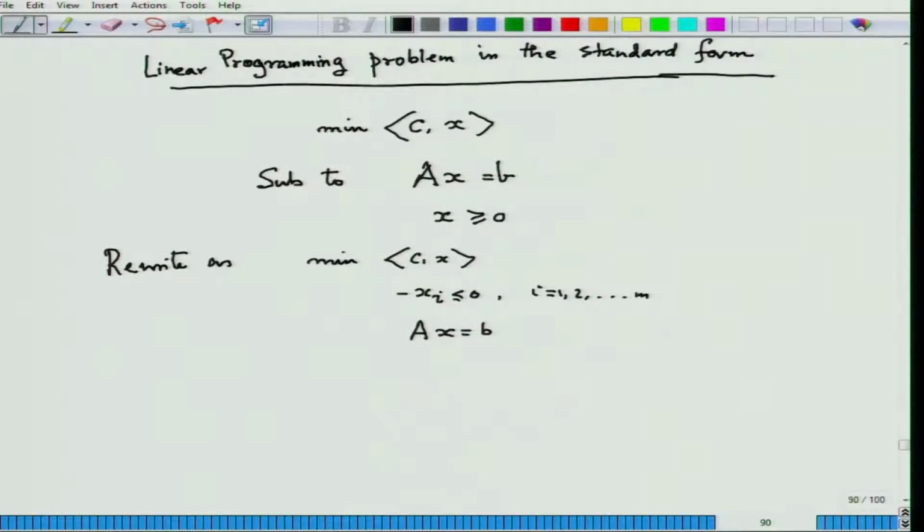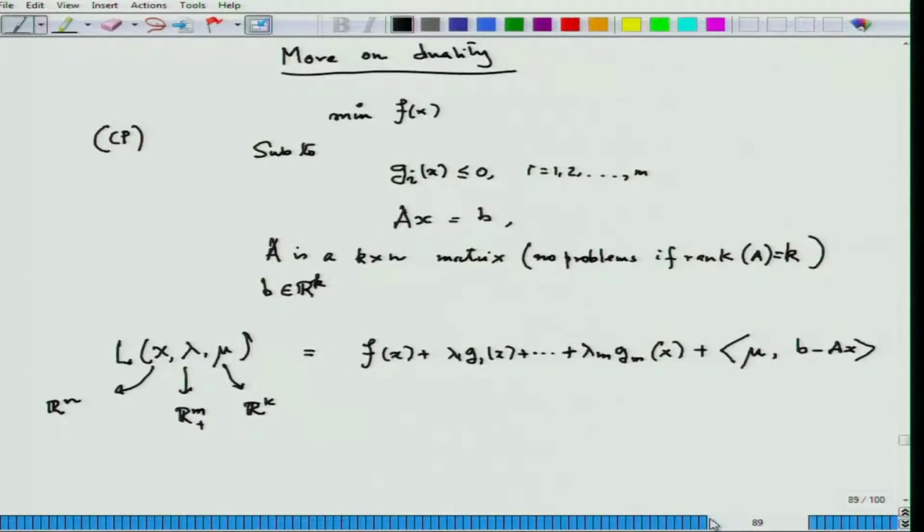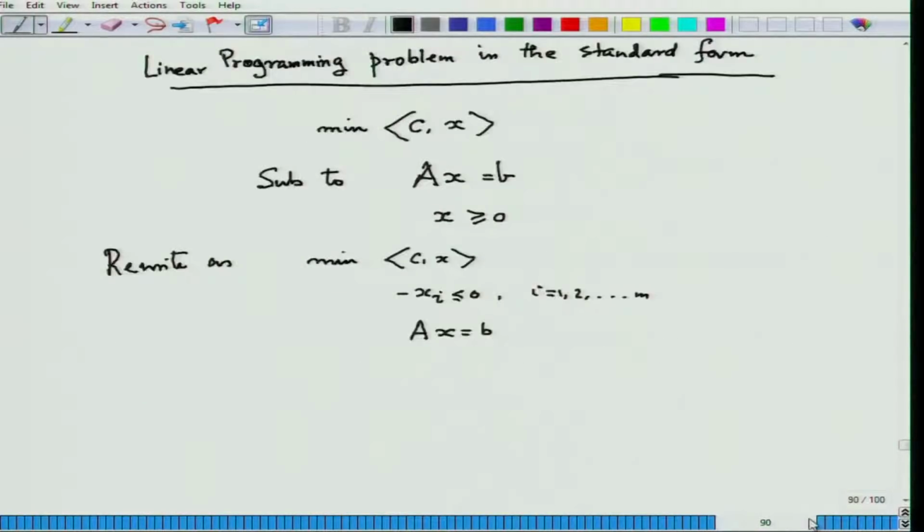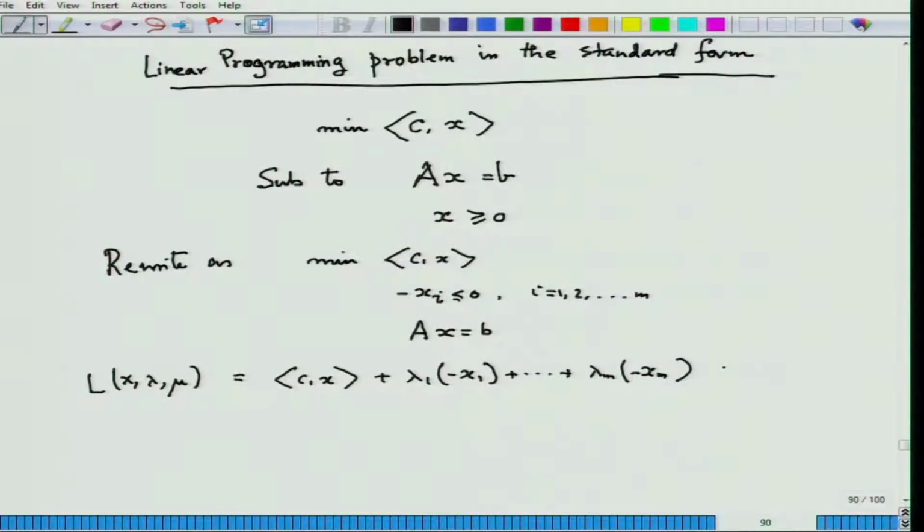So, once I know this little fact, now I would like to imitate and write down the Lagrangian by putting specific f and g_i's. So, L of x, lambda, mu is c transpose x plus lambda_1 times minus x_1, plus up to lambda_m times minus x_m, plus mu.